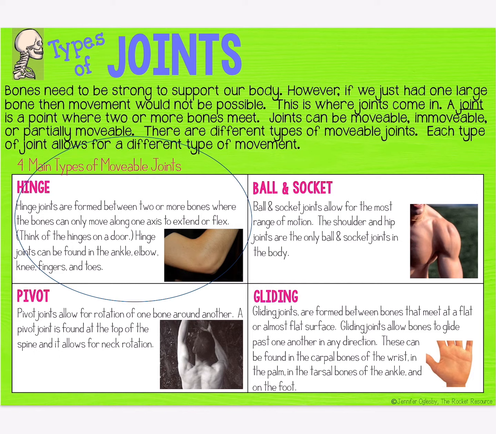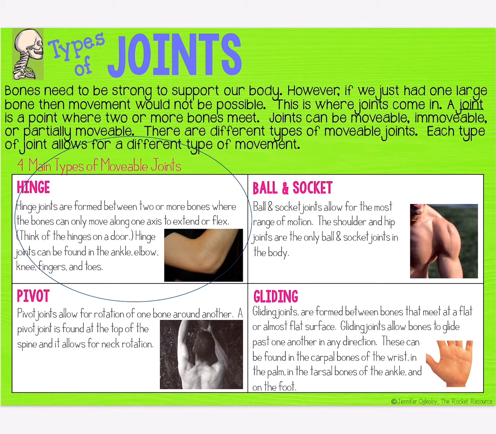Ball and socket. Ball and socket joints allow for the most range of motion. The shoulder and hip joints are the only ball and socket joints in the body. Pivot. Pivot joint allows for rotation of one bone around another. A pivot joint is found at the top of the spine and allows for neck rotation.